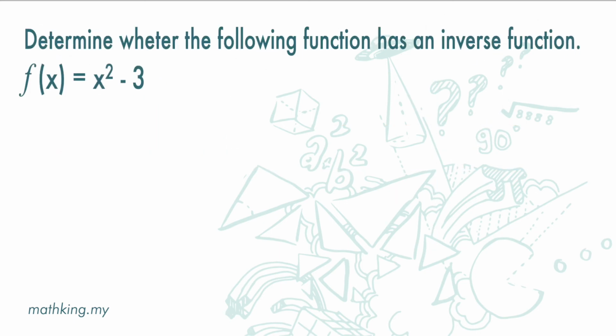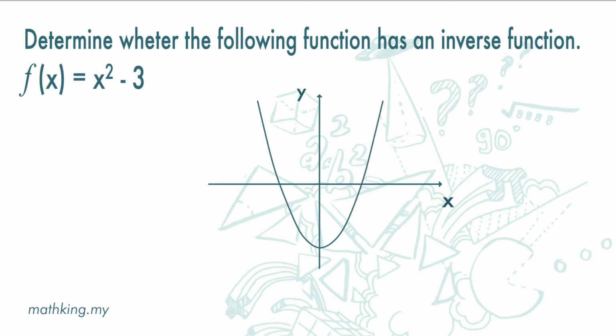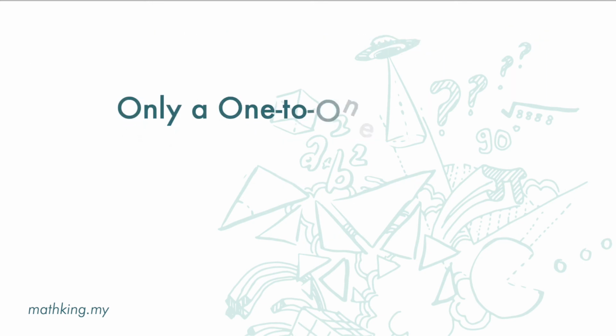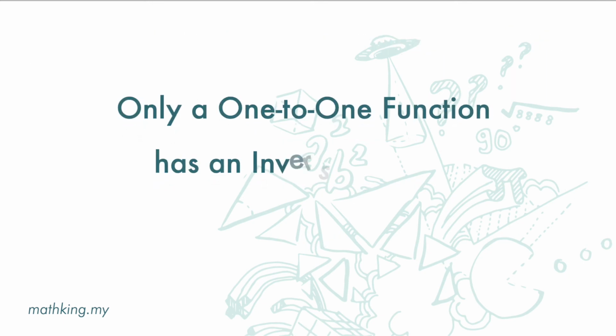Determine whether the following function has an inverse function. If we sketch this function, we get this graph. We apply the horizontal line test. There are two intersections. So this function does not have an inverse function. So only a one-to-one function has an inverse function.